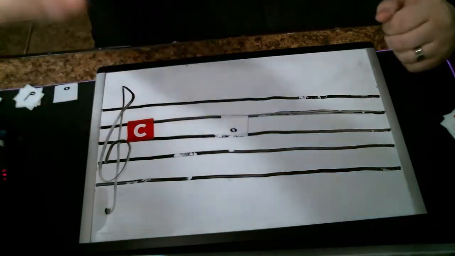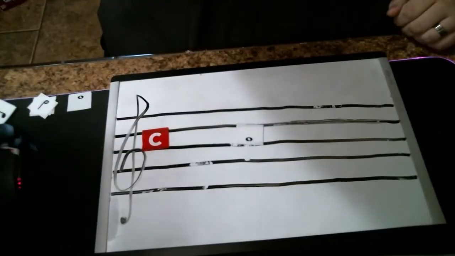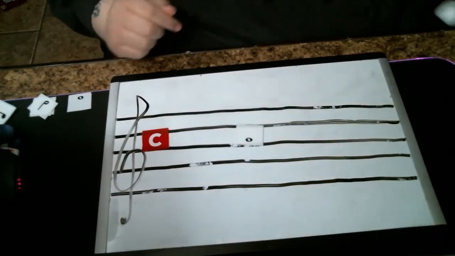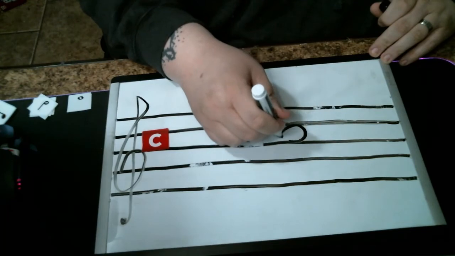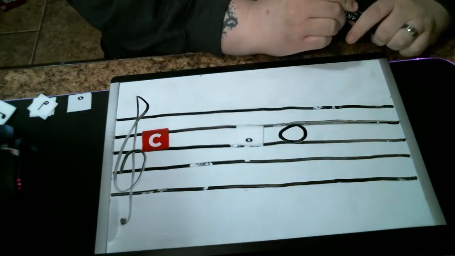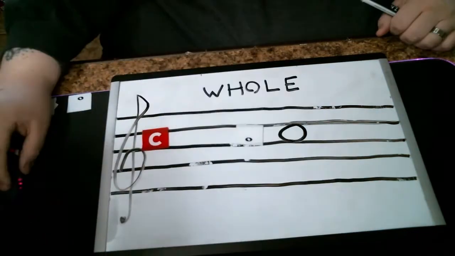This is a whole note. I just realized how small this is, so I'm going to have to bring that in. This is a whole note. All it is is kind of a circle there. Can you see it? And if we were to actually write this on our music staff with my little pen here, it would be a circle that touches the top line and the bottom line. This is known, again, as a whole note.